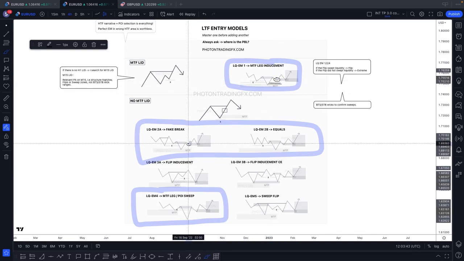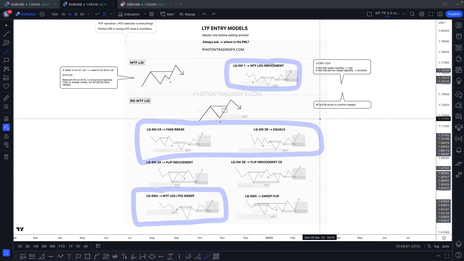If the flip swept liquidity here, I take the flip. If not, I take the extreme. The same goes for here. I'll take the flip if it's swept. If not, take the extreme. And the same goes for the last liquidity entry model. If the flip swept, take the flip. If not, take the extreme. It's very simple. I apply these variables on all entry models.